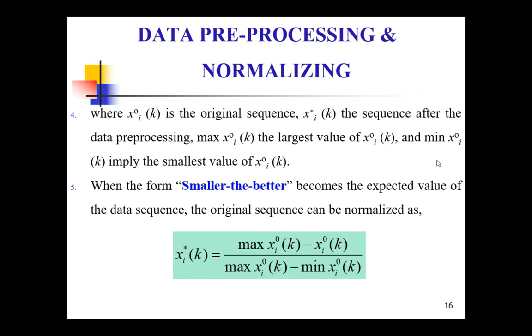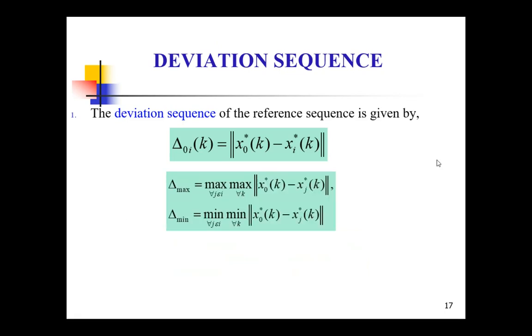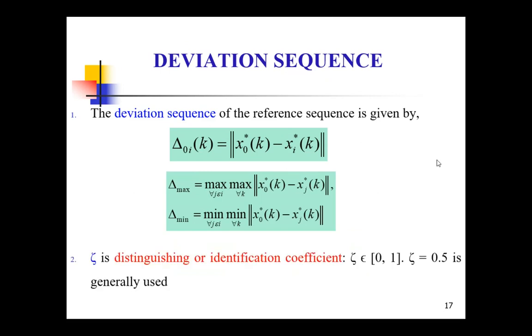Then comes the deviation sequence: how much this normalized data deviates from the ideal value of 1. So we take 1 minus the normalized value, which gives the deviation sequence. These are the formulas that we are going to use.